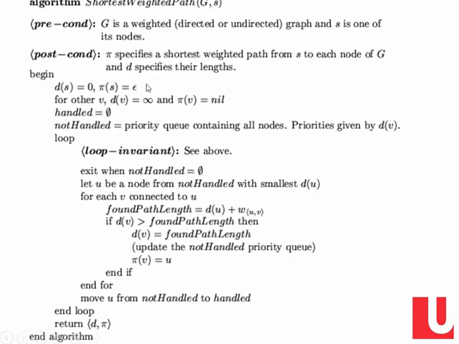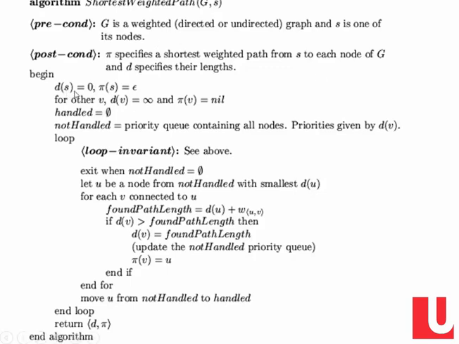What's the algorithm? Okay, we start with the directed or undirected graph and a special node S, and what do we return? We return the pi and the d that give you the shortest path from S to each node. Each node will have a pi and a d, and the d tells you the length of the shortest path, and the pi tells you the path going backwards. Right? And how do we do it?